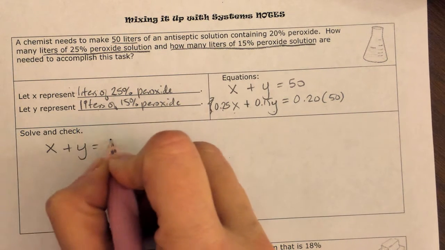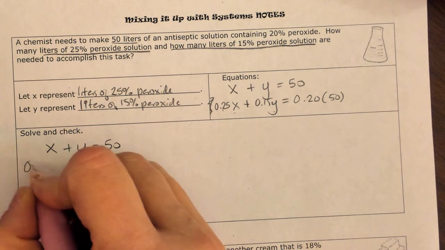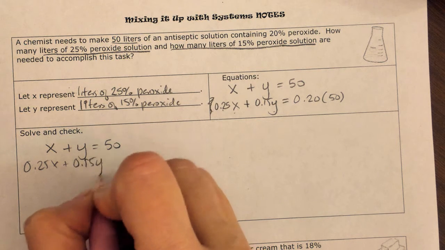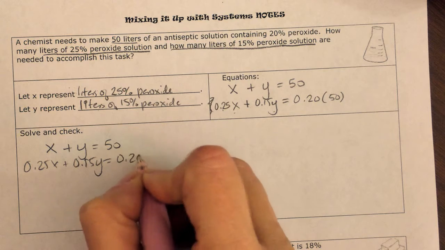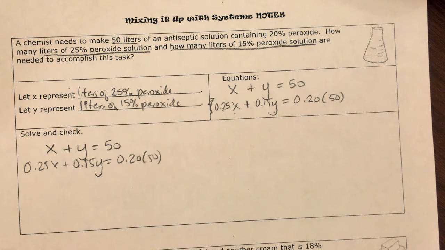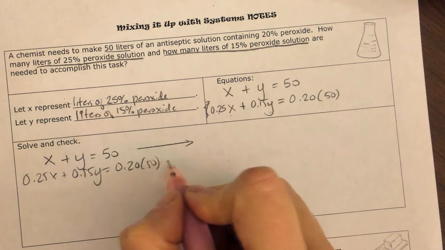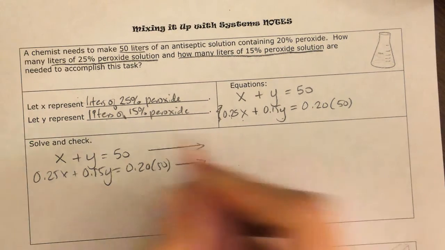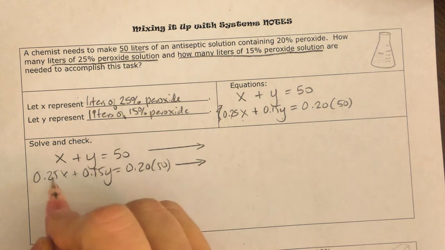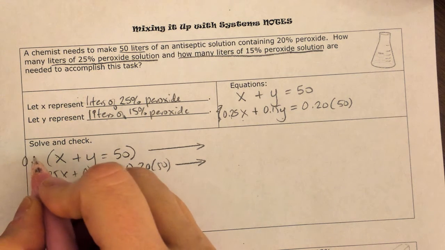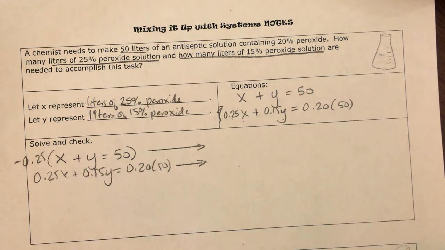x plus y equals 50. 0.25x plus 0.15y equals 0.20 times 50. Okay, so there's a couple things going on. I kind of end up needing to transform both of these equations. This one I need to scale up so that I make a zero pair.